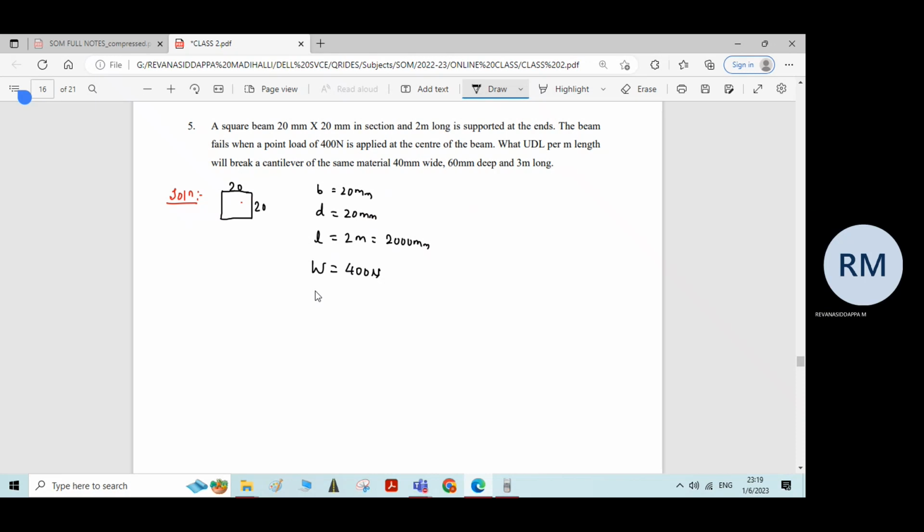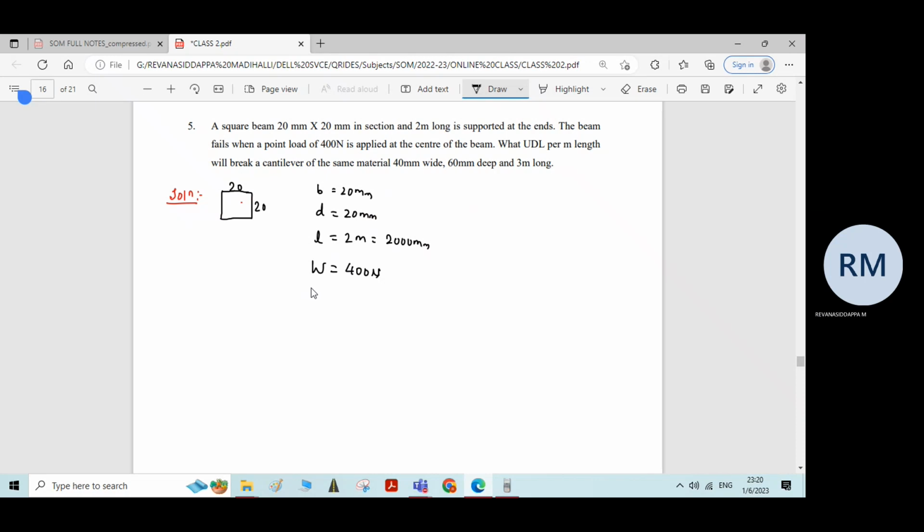The first one is a square beam. Square beam simply supported and it is 2 meter long and 400 Newton is applied on the square beam. This is the first case. The second case is one more beam, that is cantilever beam, 40 mm wide and 60 mm deep and 3 meter long.